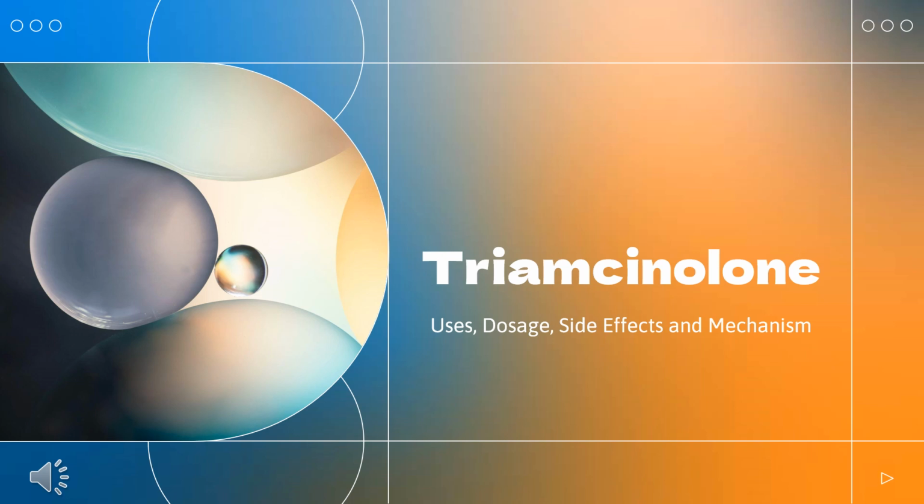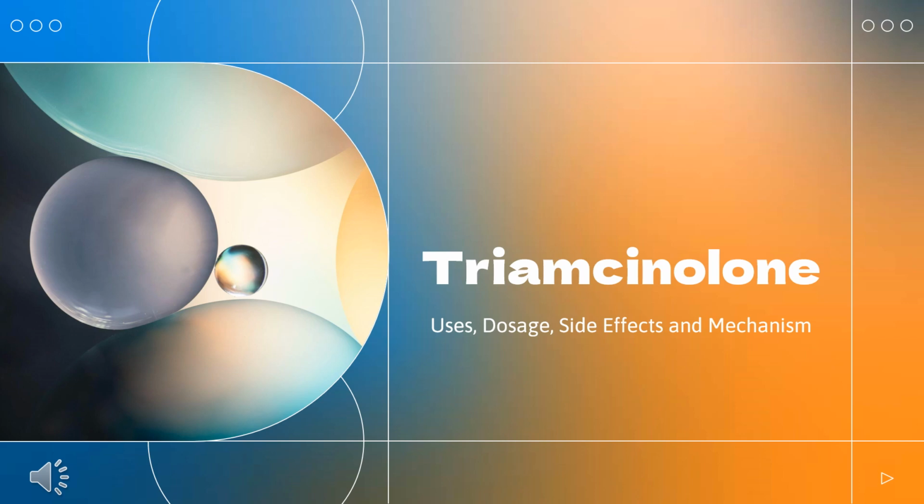Triamcinolone is a glucocorticoid used to treat a wide variety of inflammatory conditions of organ systems and tissues. In this video, let's find out: What is triamcinolone? What class of drug is triamcinolone? What is triamcinolone used to treat? Who cannot use triamcinolone? What are the side effects of taking triamcinolone? How does triamcinolone make you feel?